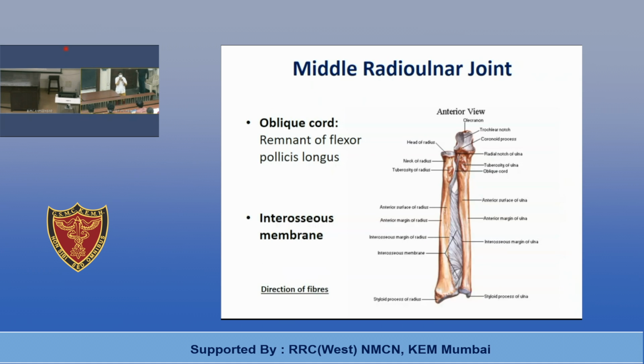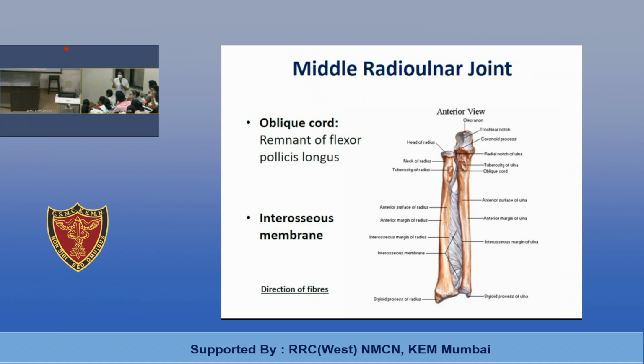Now coming to the middle radioulnar joint. It is a syndesmosis type of fibrous joint. There are two components, the oblique cord and the interosseous membrane. What is the direction of the interosseous membrane in the middle tibiofibular joint? Yes, the middle tibiofibular joint is also a syndesmosis, and it is directed downwards and laterally.